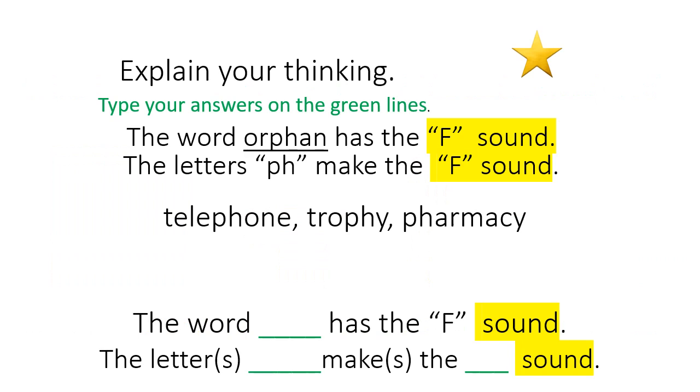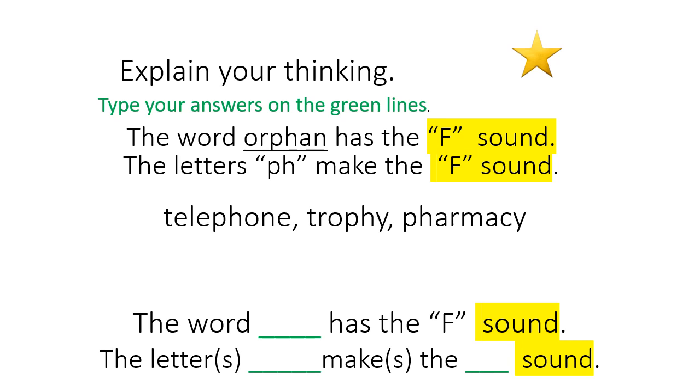On this slide, you will type your answers on the green lines. You will explain words that have PH and that have the F sound. For example, the word orphan has the F sound. The letters PH make the F sound.